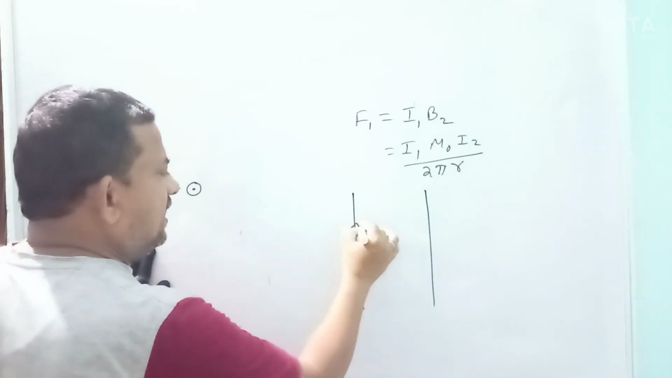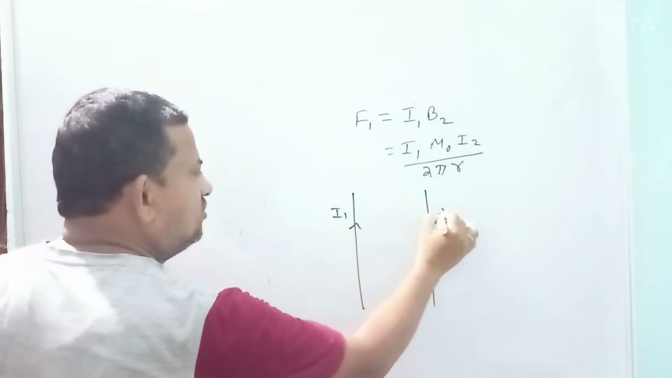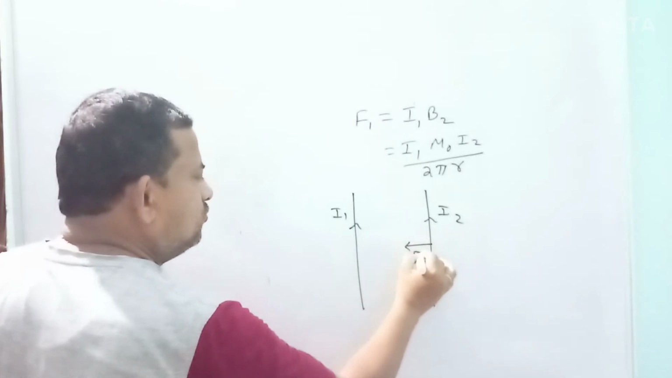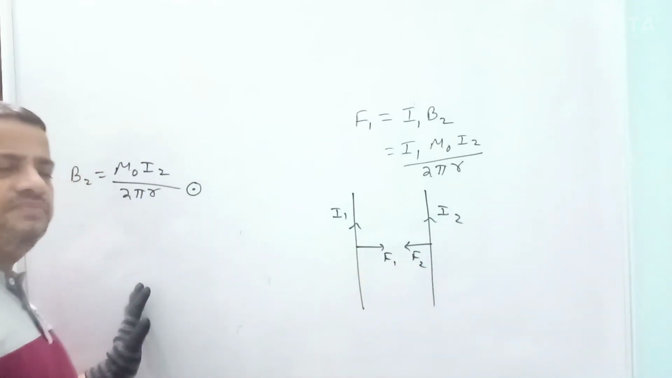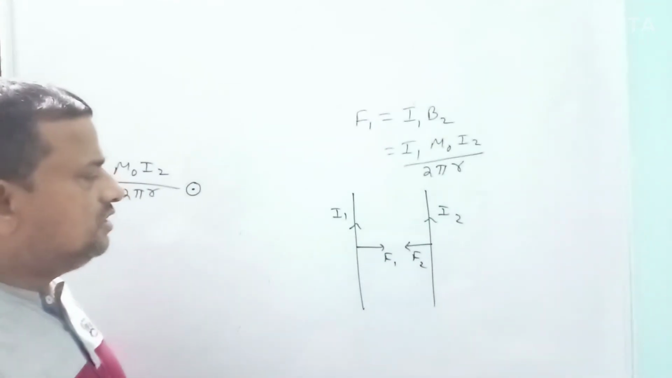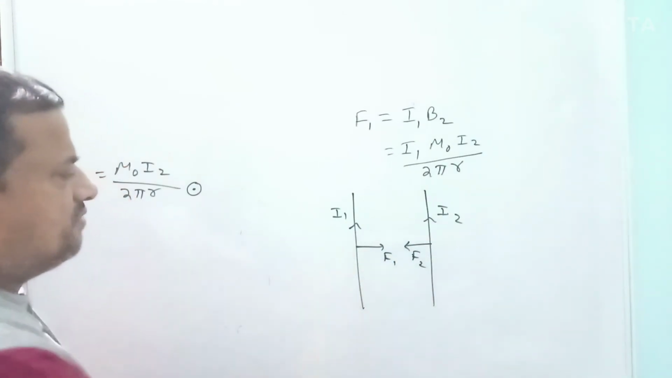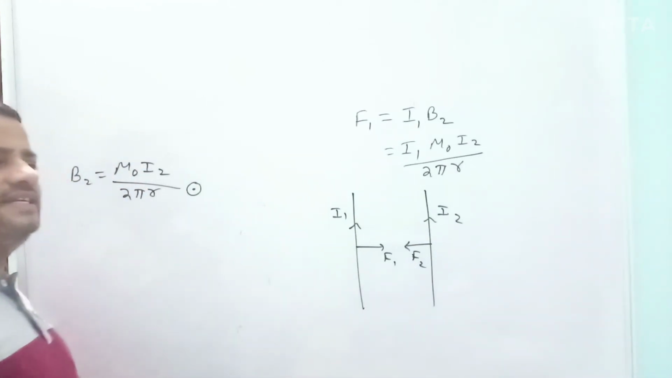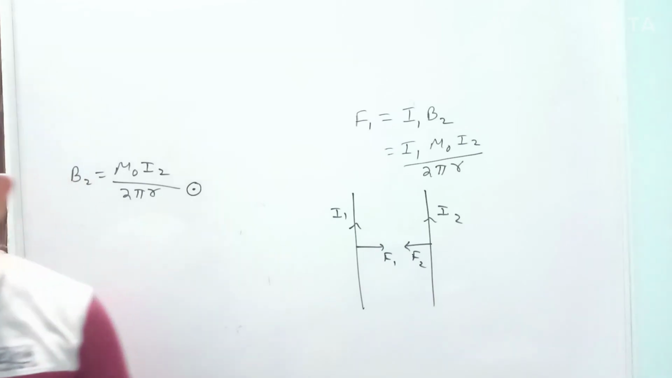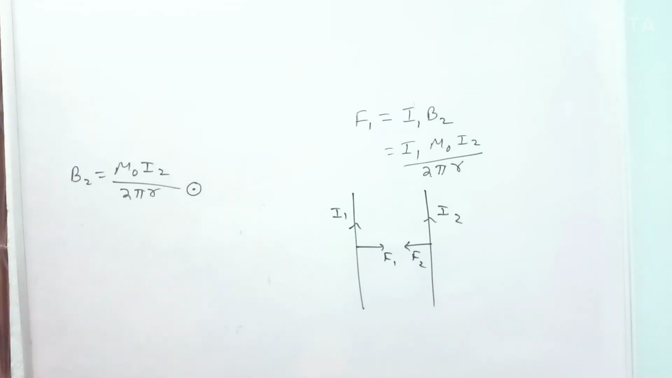So students, what you see, if I make both conductors like that, now this is I1, this is I2, this is F2, this is F1. So these two forces have the same magnitude but act towards each other, which means they attract. I mean these two conductors attract each other. So what conclusion will you draw? When two parallel conductors carry current in the same direction, they attract each other.